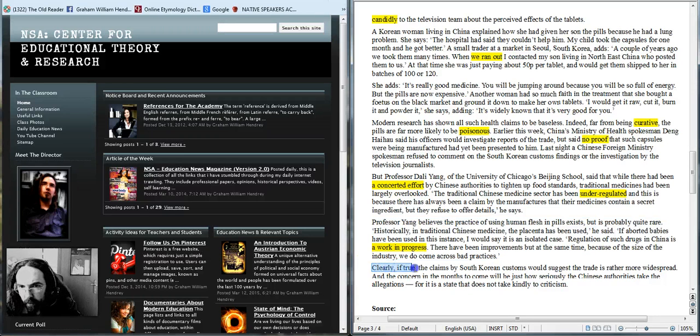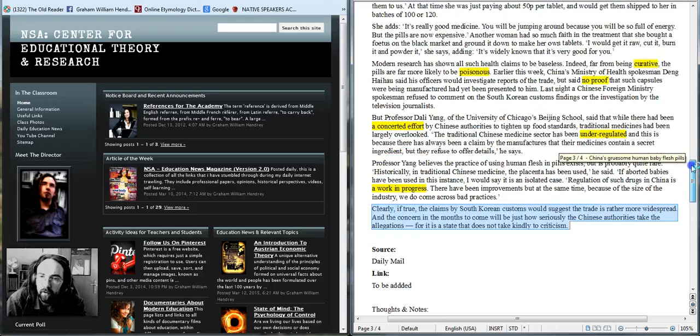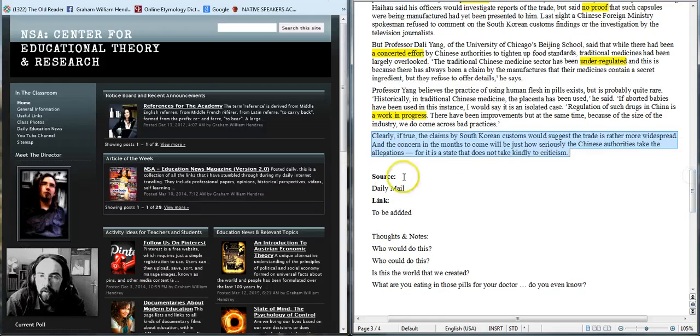Clearly, if true, the claims by South Korean customs would suggest the trade is rather more widespread, and the concern in the months to come will be just how seriously the Chinese authorities take the allegations. For it is a state that does not take kindly to criticism. The source is the Daily Mail. A link will be added online.